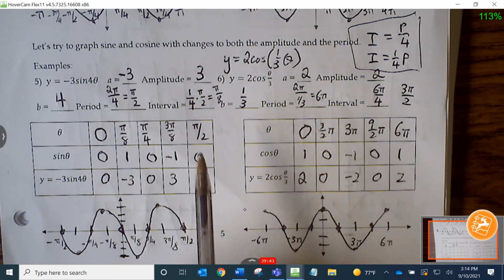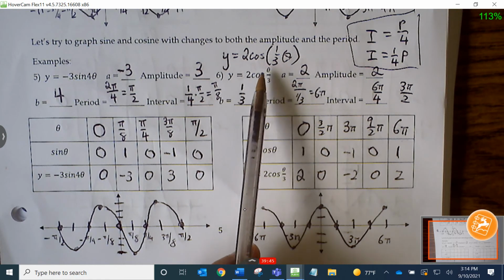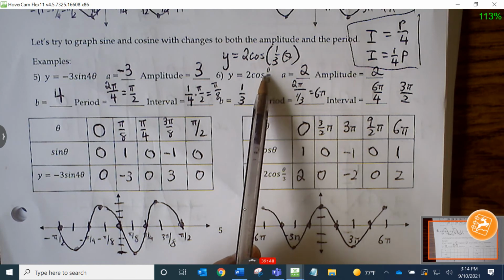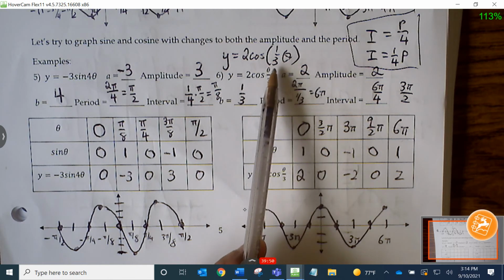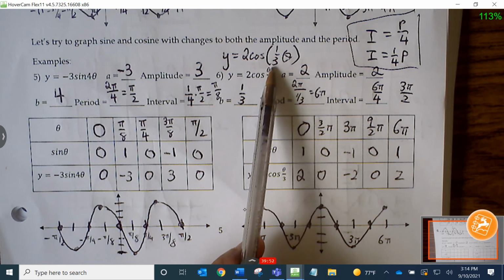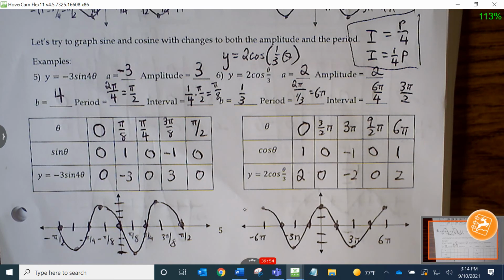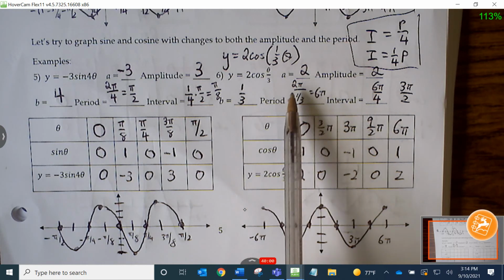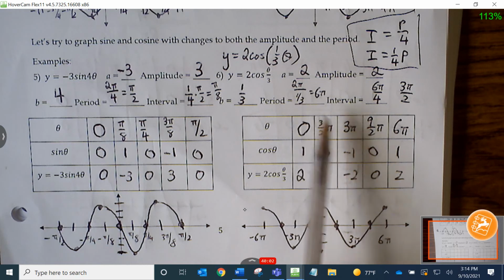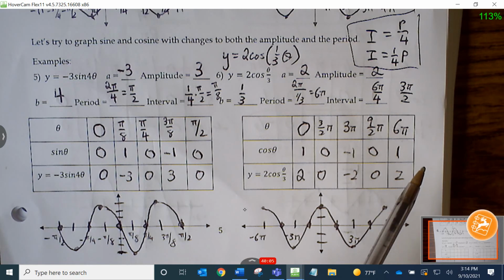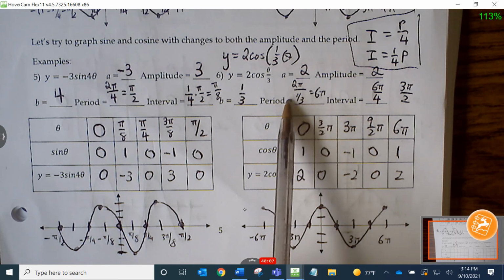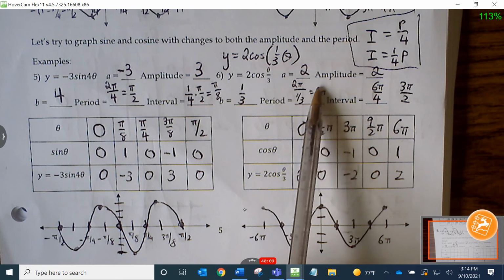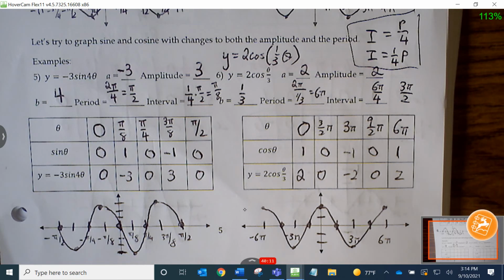So our A value is 2. That B value, if you're uncomfortable seeing that 3 in the denominator, push that out as 1/3. And that's our B value. B is 1/3. Okay. So our period is 2 pi divided by b. So 2 pi divided by 1/3, that's the same thing as 2 pi multiplied by the reciprocal. So 2 times 3 is 6. 6 pi is our new period. It's a lot lengthier than our previous parent period.